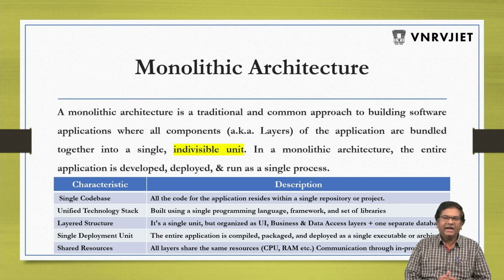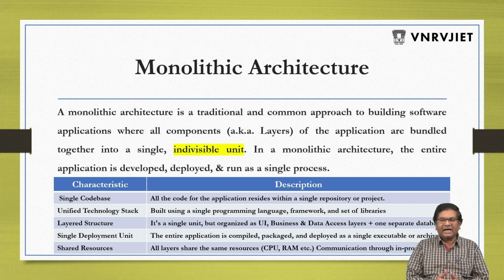Monolithic architecture. A monolithic architecture is a traditional and common approach to building a software application where all components, also known as layers, of the application are bundled together into a single indivisible unit. In a monolithic architecture, the entire application is developed, deployed, and run as a single process.